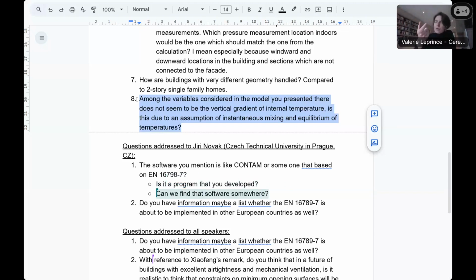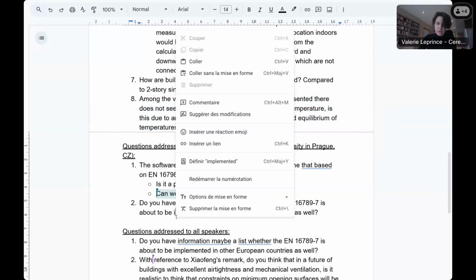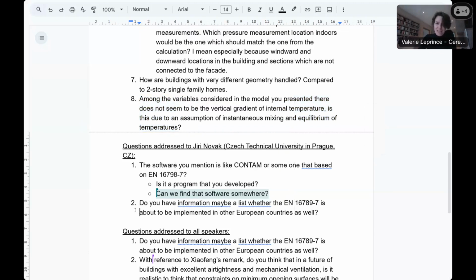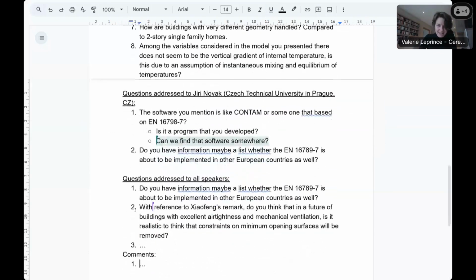Well, the impact of thermal draft is taken into account because the air density is not the same indoor and outdoor. But indeed, we do not consider gradient of internal temperature within the building. That could also be something that would improve the model. It would make it quite complex, but indeed, it's not taken into account. It assumes perfect mixing, whatever this may mean.